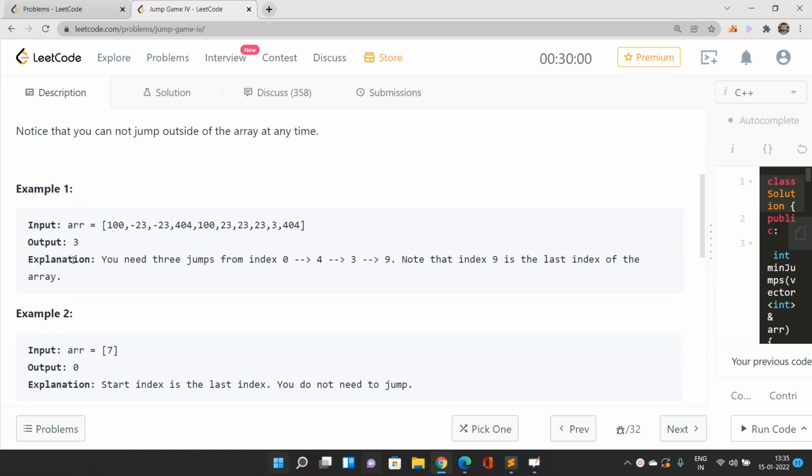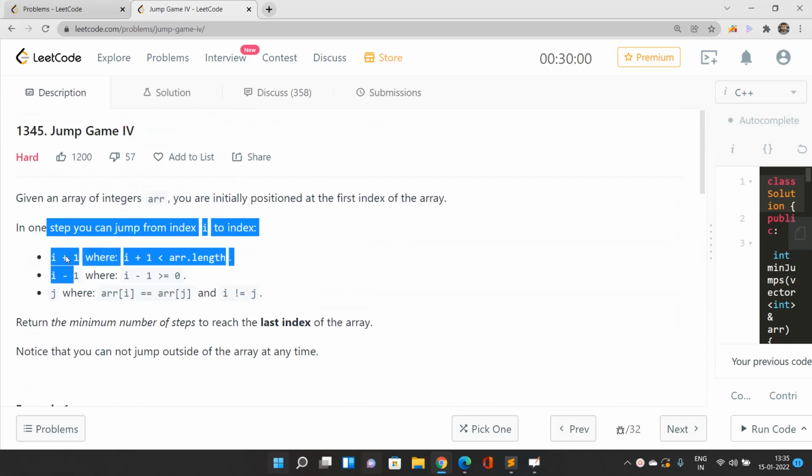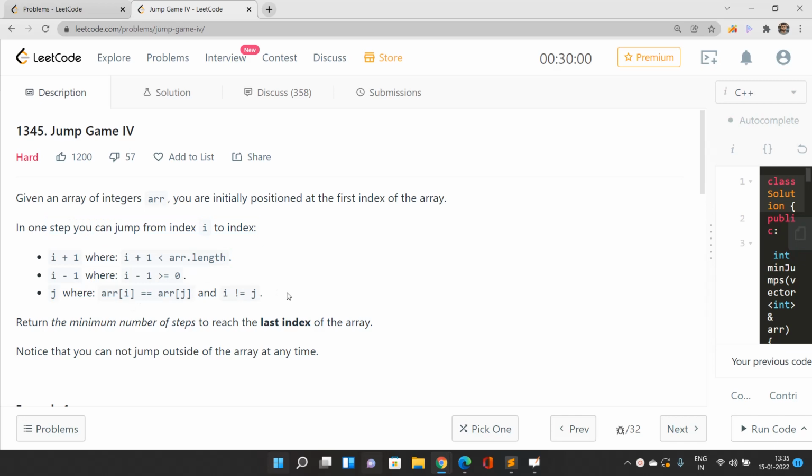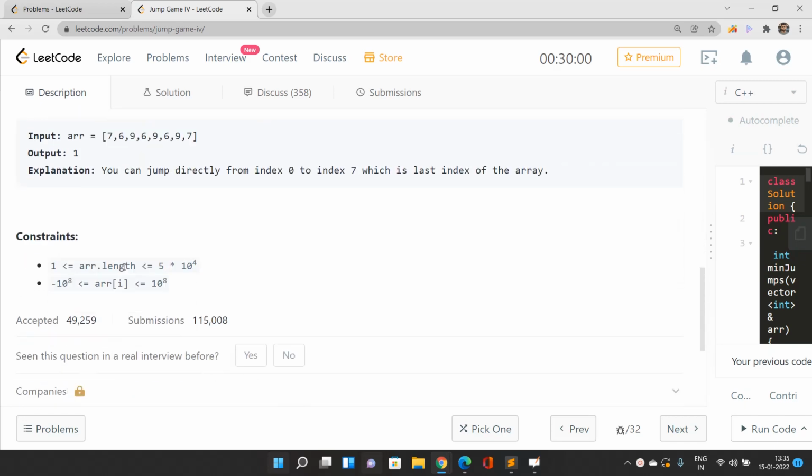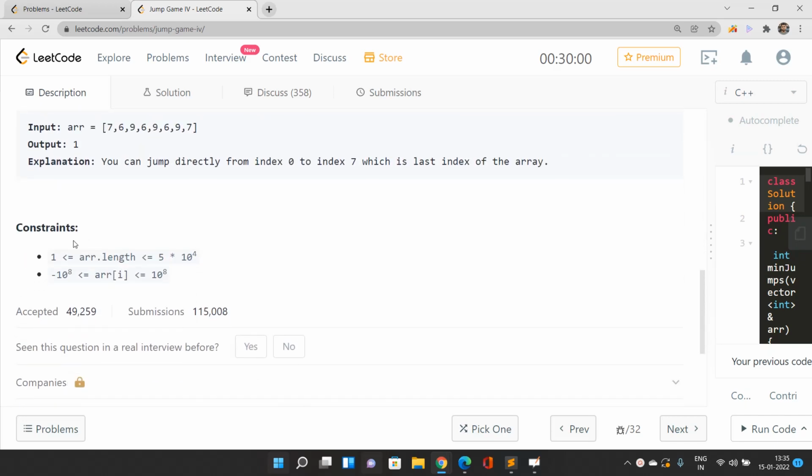I'll be discussing all these examples, and with the help of these, we will see the jumps we are going to do in detail. For now, let's look over the constraints. Let's see which type of solution this problem is going to demand. You can see the array length is around 5 times 10 raised to the power 4. So we are going to work upon an O of n solution, or in the worst case an O of n log n solution. And the array values are going to lie within this range.